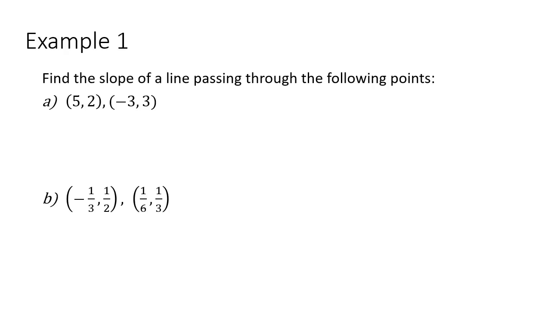So in example 1, we're just going to work some slope problems. We're given two pairs of ordered points, and we're asked to find the slope of a line that would pass through these two ordered points. So for both, it's just rise over run, change in y over change in x. So take a minute, pause the video here, and see if you can find the slope of these two lines.